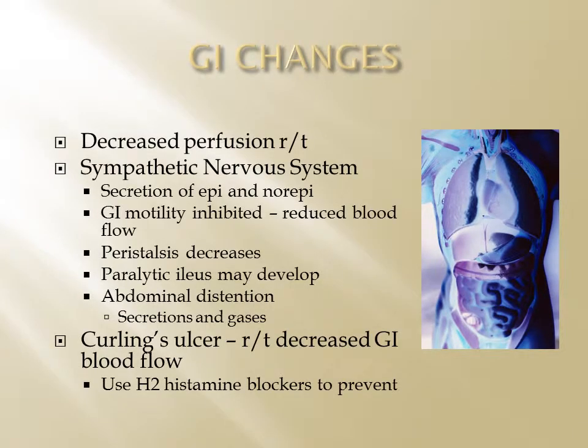Gastric mucosa is damaged due to the decreased GI blood flow. The mucosa normally protects against ulcers, but when it's damaged, you lose that protection. The sympathetic nervous system changes include the secretion of epi and norepinephrine. GI motility is inhibited, reducing the blood flow. Peristalsis decreases. The patient may experience paralytic ileus. They will have abdominal distension because of secretion and gases. They may end up with a Curling's ulcer, which is related to the decreased GI blood flow. We want to use H2 histamine blockers to prevent these changes.